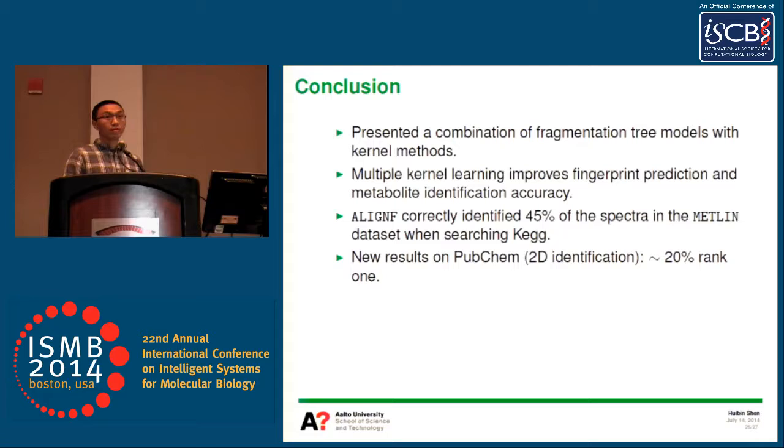And we actually tested the same prediction of the fingerprint on PubChem. So PubChem is a much larger database. Probably now it has more than 50 million compounds. If you're only considering 2D structure identification, by that I mean when you're comparing the compounds, you're only considering the 2D structures. If the 2D structure is the same, you take it as the identification. So by using that criterion, we can correctly identify 20% of our Metlin data set to be rank one.